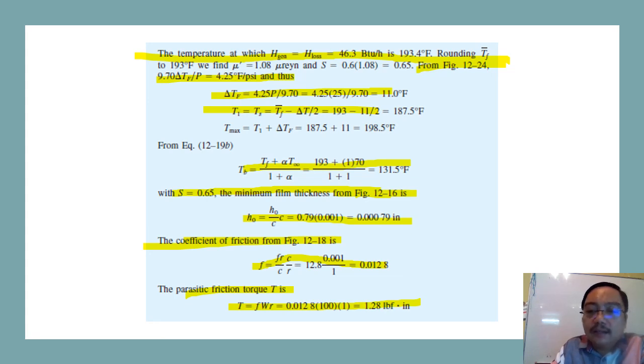I advise you, when you study this equation, because it involves many graphs, have the textbook with you, beside you. Have the textbook beside you, because you have to refer to the graphs.